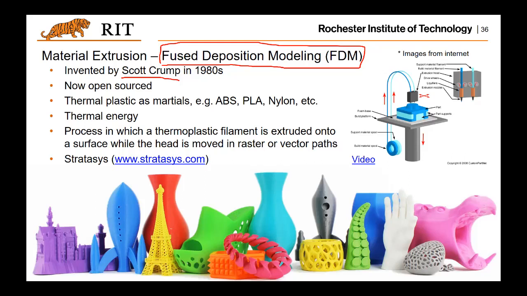Now it has become open source, and I don't remember the exact year, but probably around 2012 or 2014. If you look at the number of new companies who produce 3D printers, you will see a dramatic increase around 2012 or 2014. That is because this process is open source, and more and more companies got into this area and produce this kind of machine.